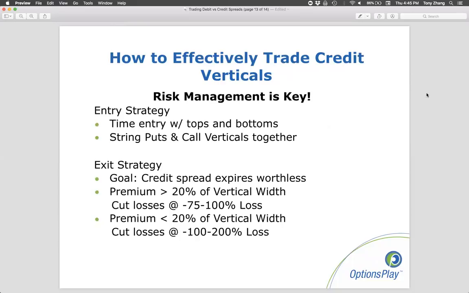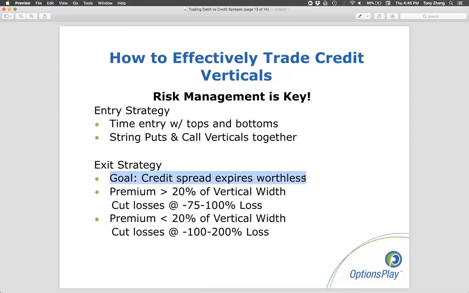So when you're selling credit spreads, the overall goal is to sell a call or a put credit spread for the credit that you receive. And the goal is to simply let that credit spread expire worthless so that you keep all that credit. That's the goal here. However, obviously that doesn't always go our way. Sometimes stocks go in the opposite direction that we expect it to.